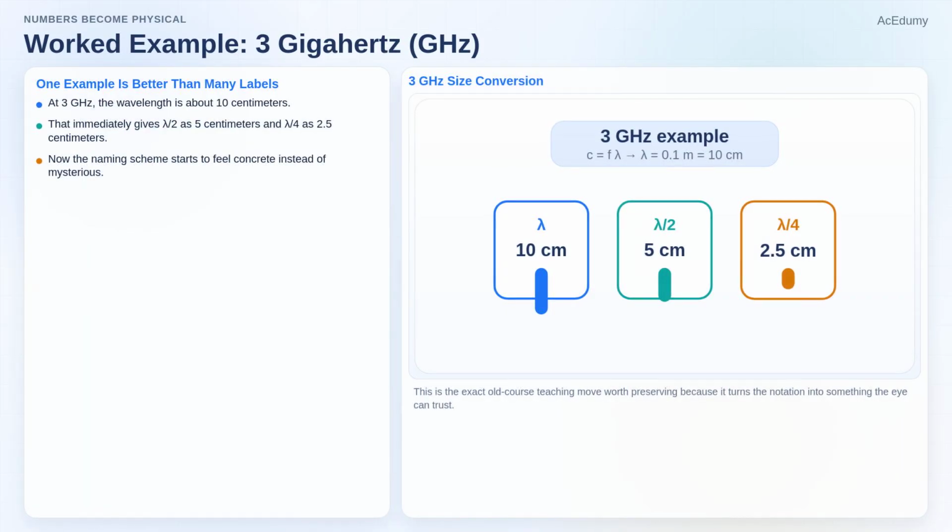Let us anchor the idea with one concrete example. Suppose the operating frequency is 3 GHz. That gives a wavelength of about 10 centimeters. So half wavelength becomes 5 centimeters, and quarter wavelength becomes 2.5 centimeters. Now the size labels feel physical instead of abstract.